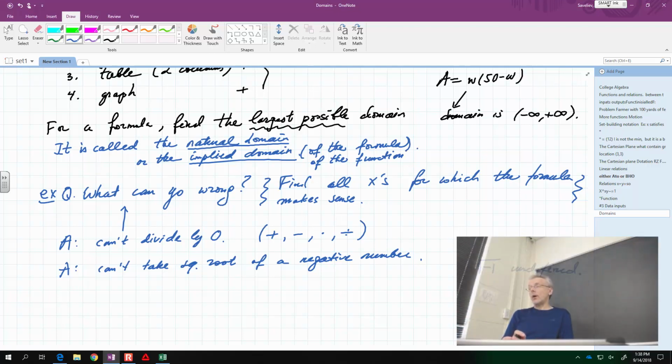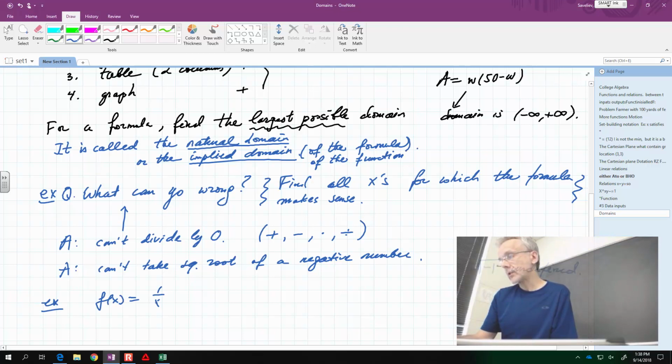So these are the two main things at the very top of the list, the things that can go wrong in algebra, and these are the two things to watch out for when you're looking for the natural domain. You have a formula, and then you look at it. Is there any division somewhere? If there's any division somewhere, then you have to exclude those inputs that produce division by 0. So, for example, if I have f of x is equal to 1 over x, I discover division right away, and then it's undefined if x is equal to 0.